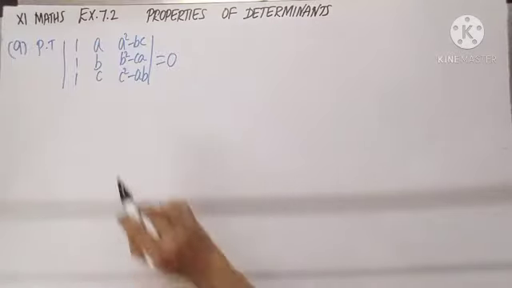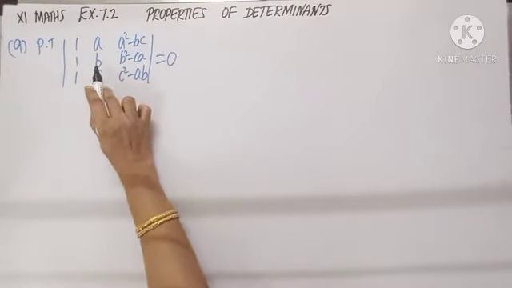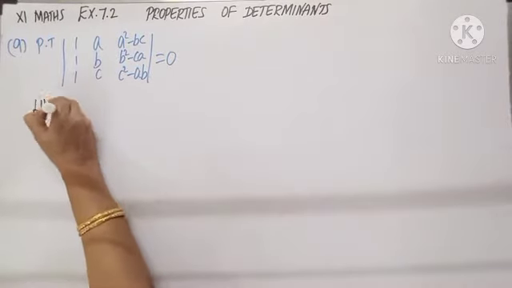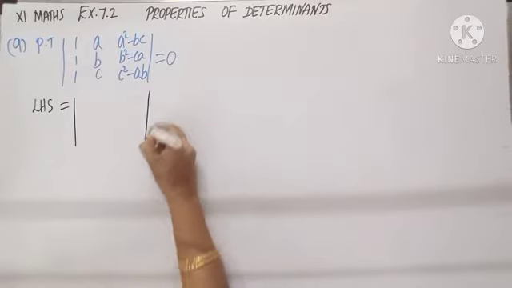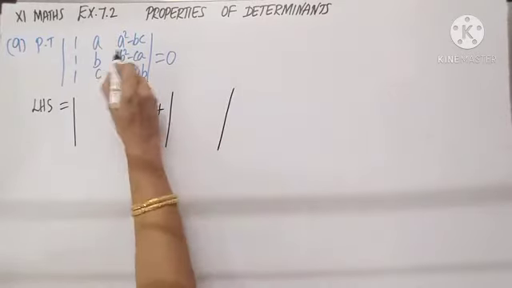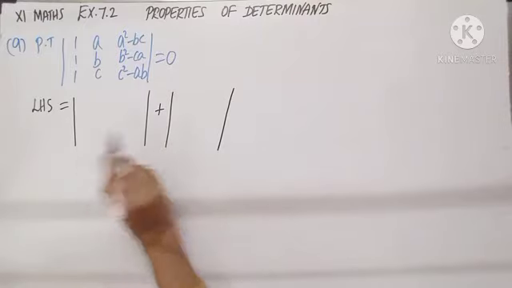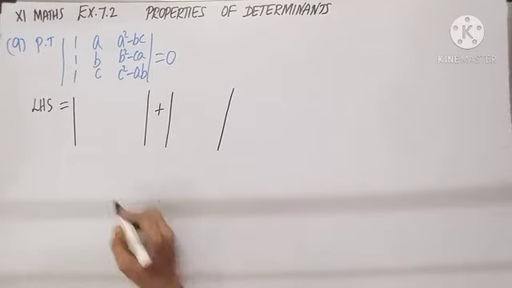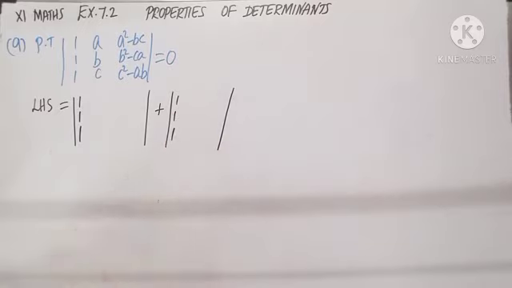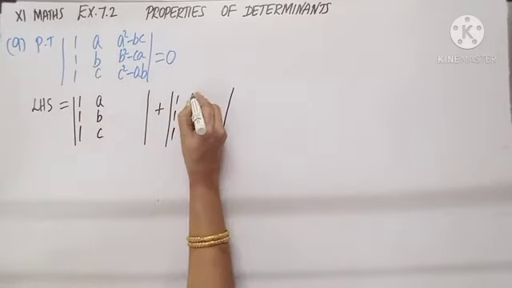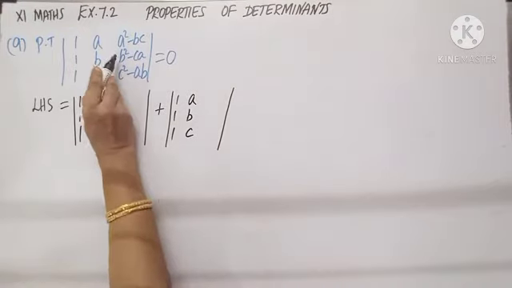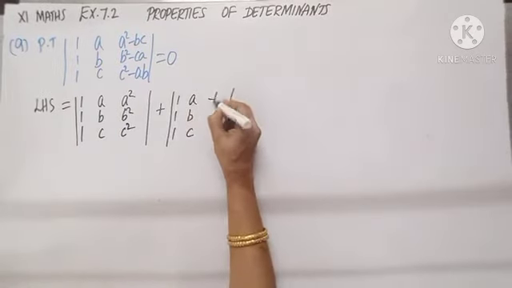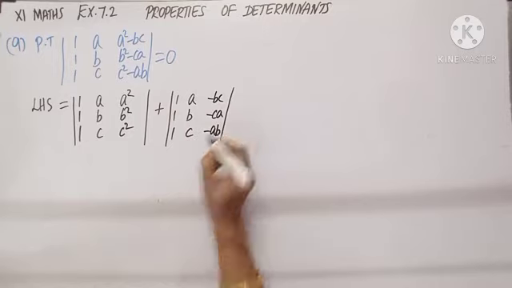Question number 9. Prove that the determinant with rows 1, a, a square minus bc; 1, b, b square minus ca; 1, c, c square minus ab equals 0. As I look at the LHS, the third column is a sum of two elements. So the determinant itself becomes a sum of two determinants. First column we write the same. Second column we write the same. Third column, all the first elements we write in the first determinant. All the second elements we write in the second determinant.